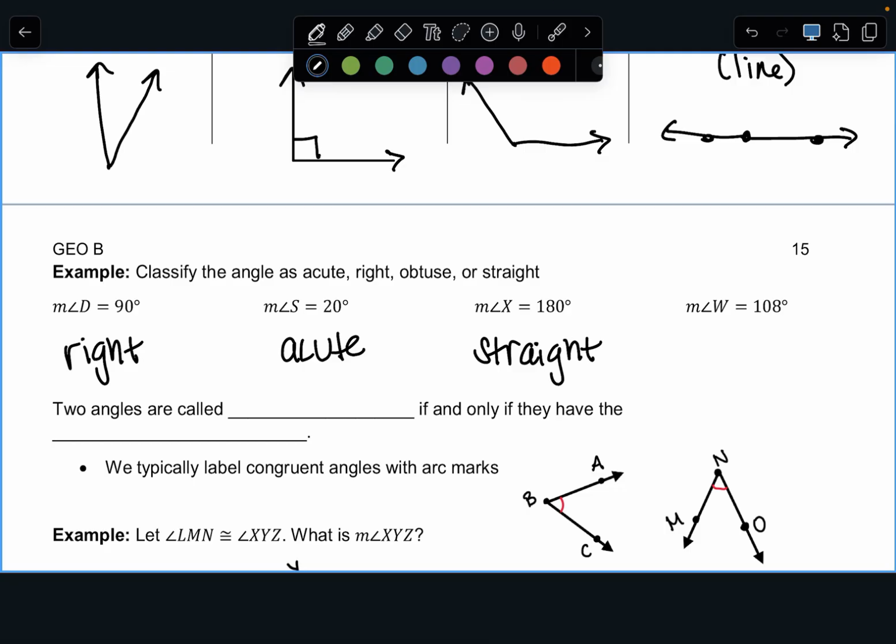What about 108? Obtuse. It's bigger than 90, and it's not 180. Obtuse? Perfect. I said obtuse. This will be part of your test. There will be questions like this on your test that have you classify angles. Okay? That's going to be fun.